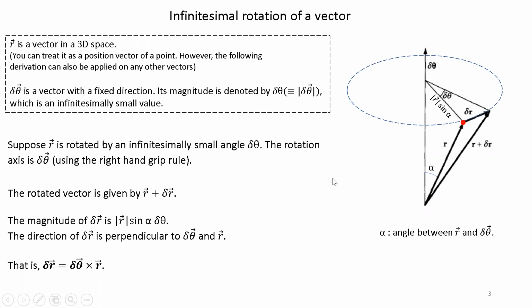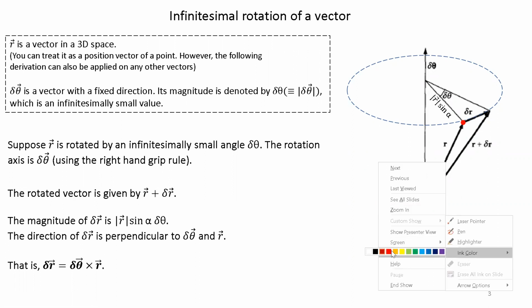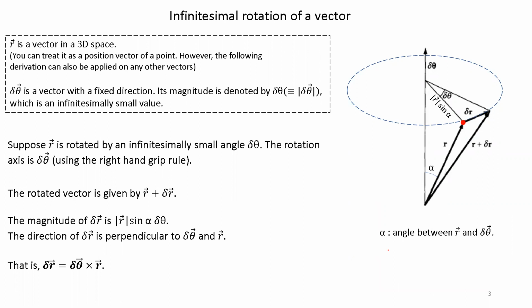So in general, if you have a vector that is not necessarily lying along the XY plane, like this, I again draw it, and my coordinate system still looks like this. I'm considering this R vector being rotated, again about the z-axis by a small angle delta theta, then I get to this vector.